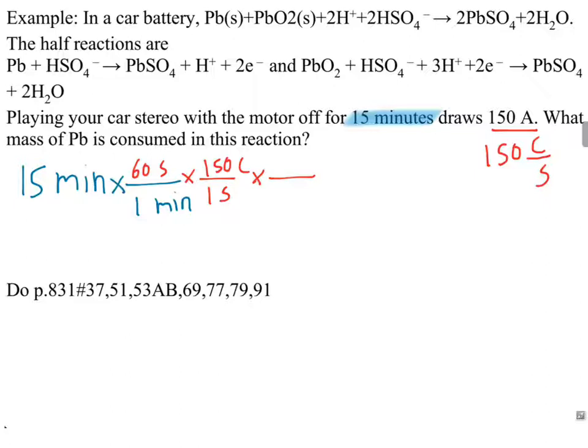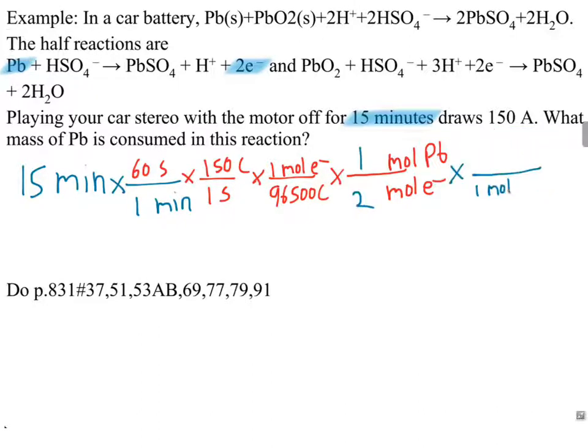Next, from coulombs, what can I convert to? Well, moles of electrons. That's Faraday's constant. Now I have moles of electrons. I better use my balanced chemical equation because it has moles of electrons in it. Use the half reaction. It says 2 moles of electrons, 1 mole of Pb. And finally, we'll convert to grams and get our answer. So it is 140 grams of Pb, lead.